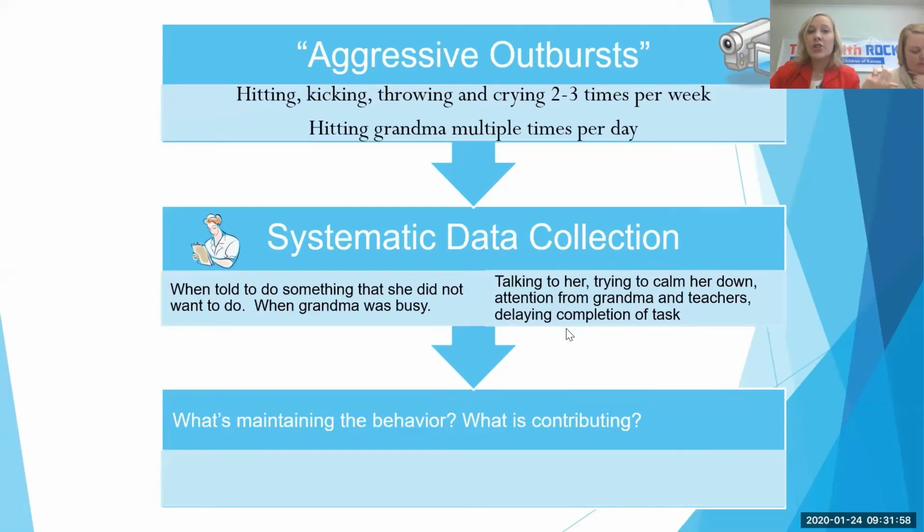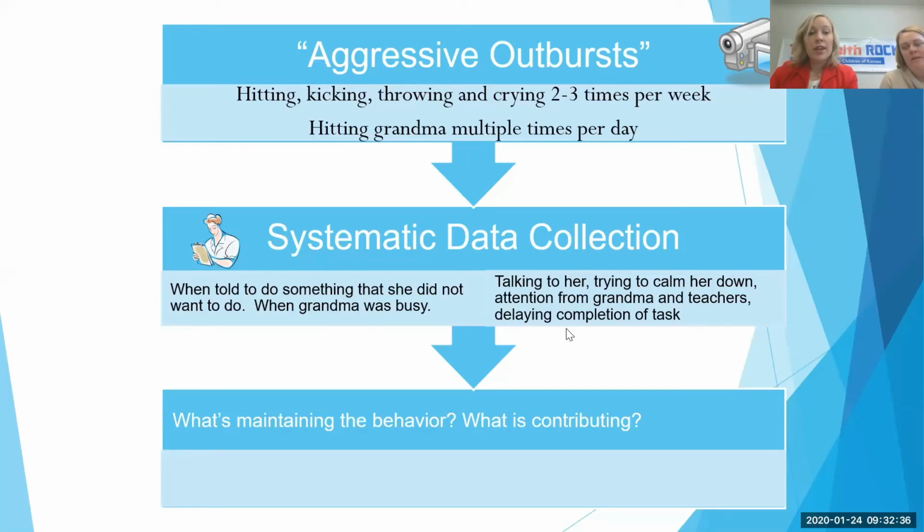So in this case, we're going to say Jenny is aggressive. She's hitting, kicking, throwing. She's hitting her grandma multiple times per day. And when is she doing it? We found out she's doing it when she is told to do something she doesn't want to do, a chore, or when grandma was busy or on the phone. So what did grandma do? Grandma talked to her, tried to calm her down, gave her lots of talking, calming down, attention. And then she usually didn't have to do the chore, because it was not followed through with after this aggressive outburst.